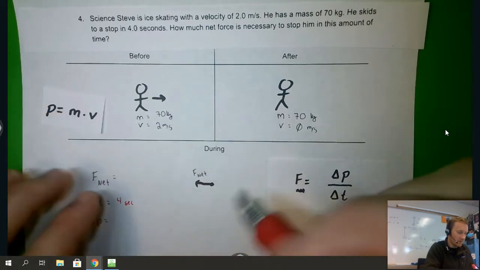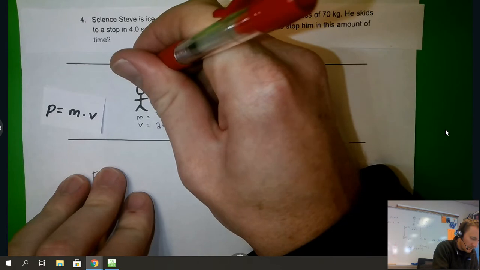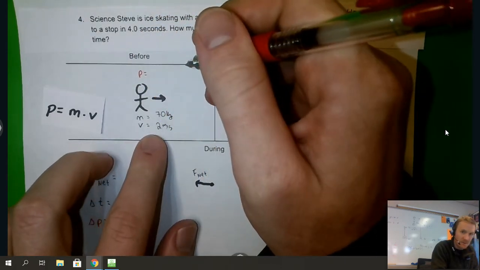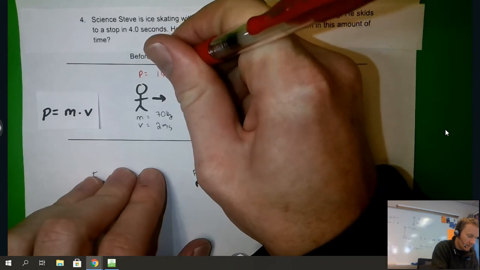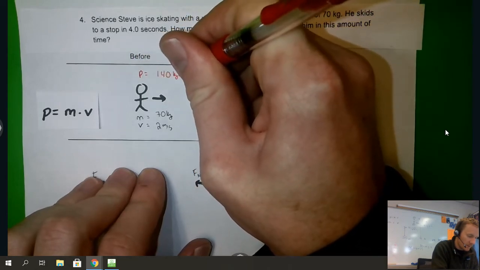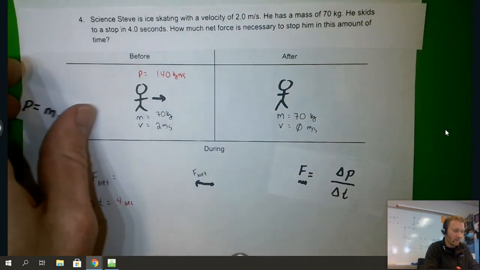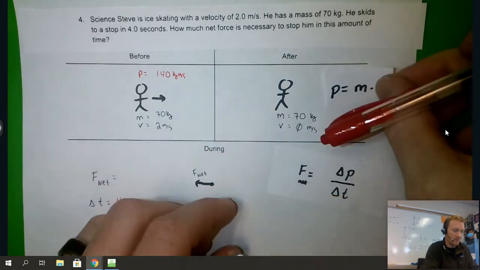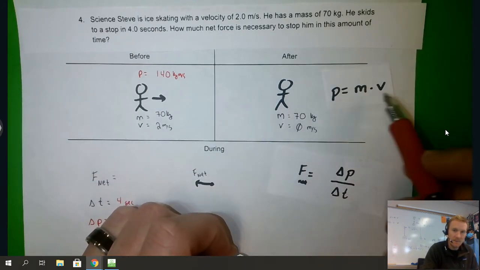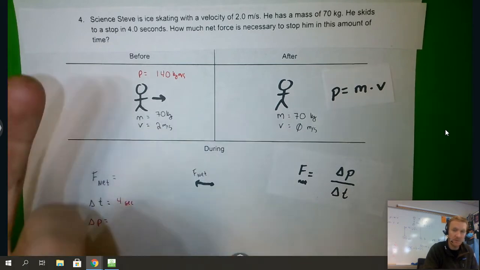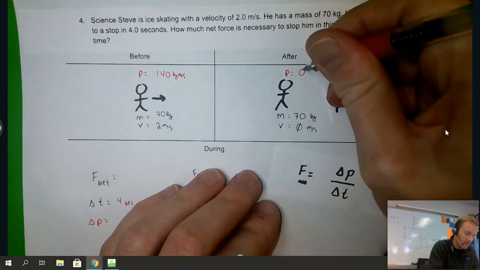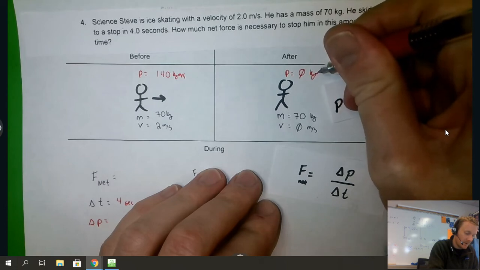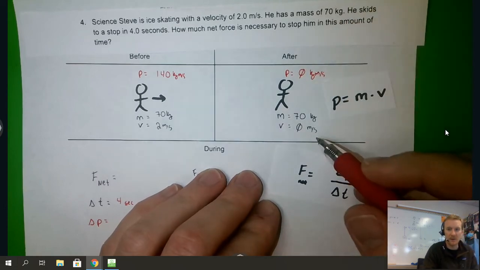Okay, so our initial momentum is equal to 70 times 2, right? Mass times velocity. So that should give us 140 kilogram meters per second. And if we compare that to the final momentum, the mass times velocity, well, 70 times 0, right? He's not moving. So we can assume that his final velocity is 0. I'm sorry, his final momentum is 0 because his velocity is 0.